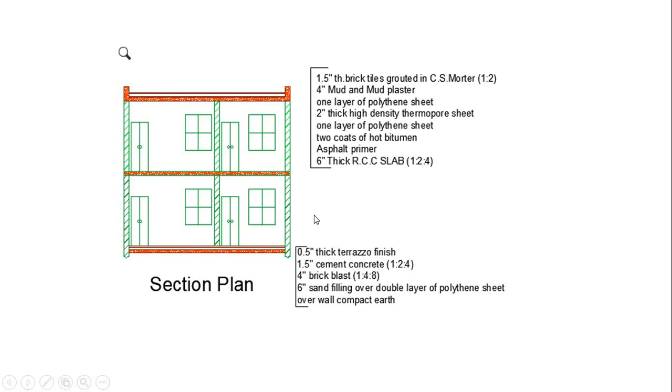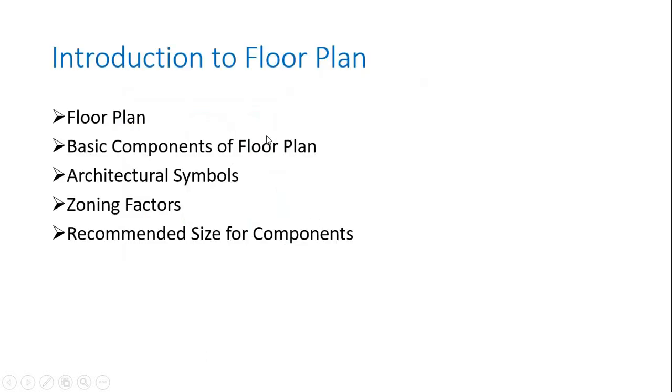So in this way we draw sections, and going ahead, you will see that there are different parts of our floor plan. There will be some basic components, doors and windows, and architectural symbols. We should also be concerned with zoning, and there may be recommended sizes for components. We should also know how to deal with our client.